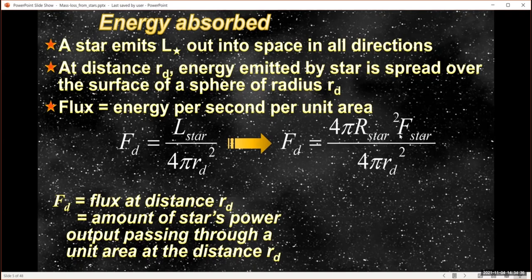Luminosity is related to the flux and the size of the star. So we've got the flux at the surface of the star and the radius of the star, and this is what the luminosity is. We can simplify that, getting rid of the 4 pi's, and we end up with this equation for the flux at the distance of our dust grain, which is related to the distance of the dust grain, the radius of the star, and the flux at the surface of the star.